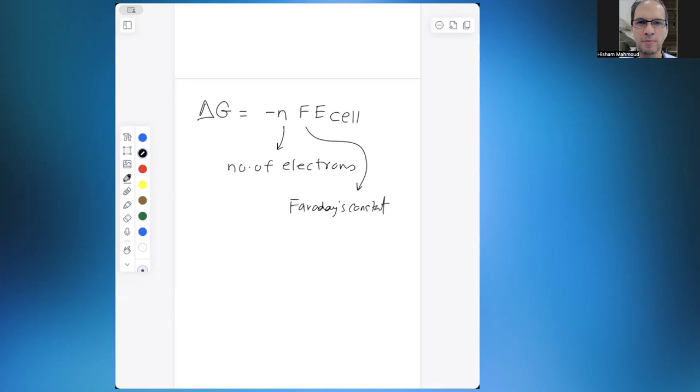And then I have the E cell, and E is the potential difference that's happening. So this is the delta G if there are no standard conditions, and if there are standard conditions, delta G node is equal to minus NFE node cell at standard conditions also. Okay, let me just pause.